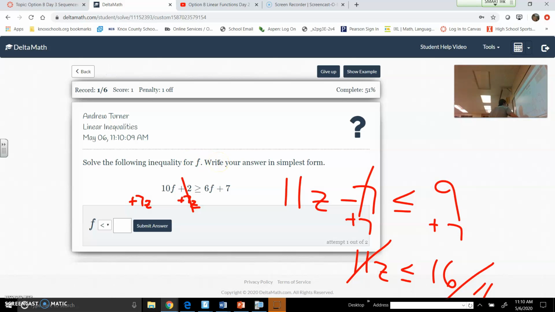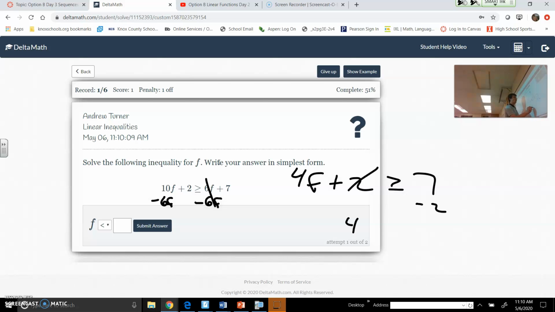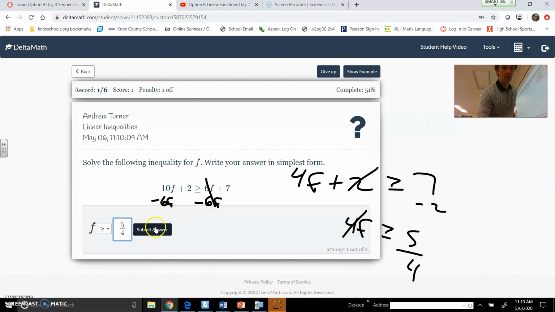Let's do one more of those. Again, it's a lot like solving an equation: you're just trying to get that variable by itself. Subtract 6f from one side to the other. When there's no sign in front of 6, it's positive, so make sure we subtract there. 10 minus 6 is 4f, and we still have the plus 2 greater than or equal to 7. Let's subtract the 2 from one side to the other: 7 minus 2 is 5. Then divide by 4. So we want greater than or equal to 5/4.